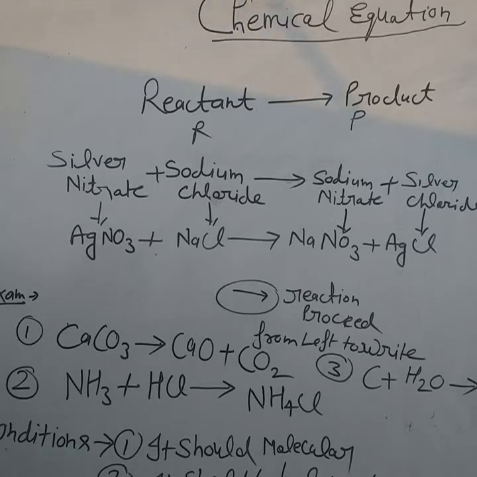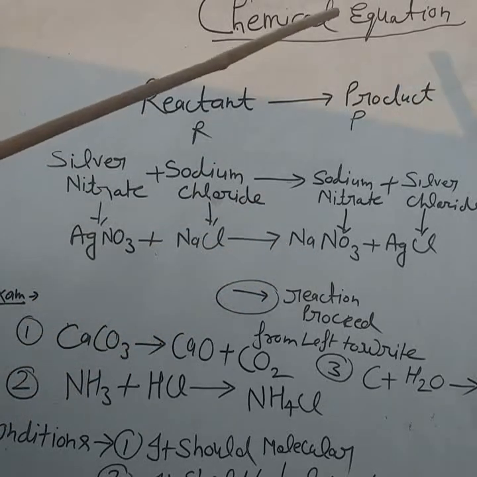But mentioning it in words as an equation is not right. Instead of writing the names of reactants and products, it is preferred to write their formulas. So this is the correct method of writing chemical equations.